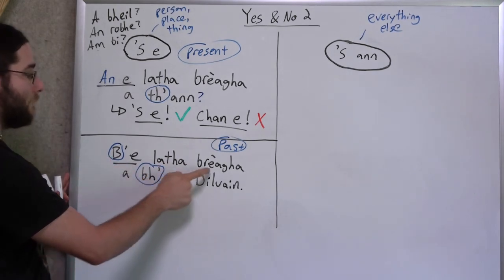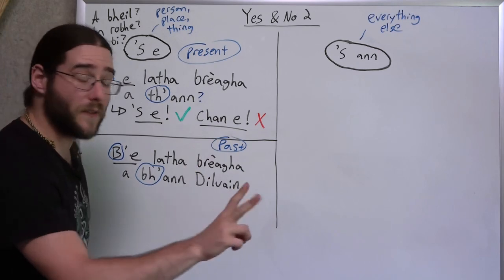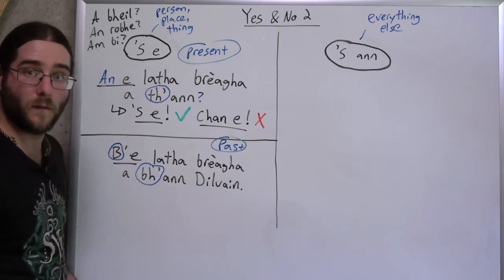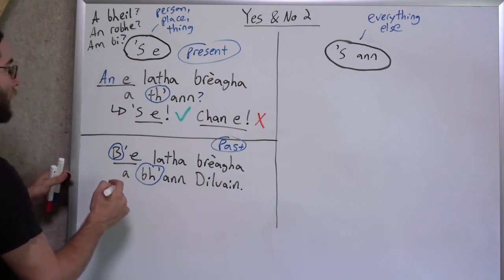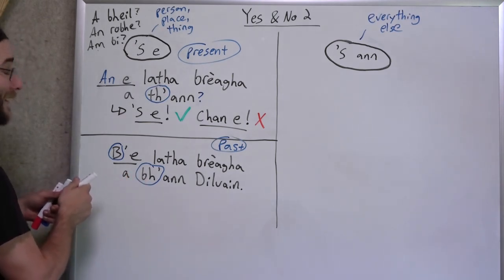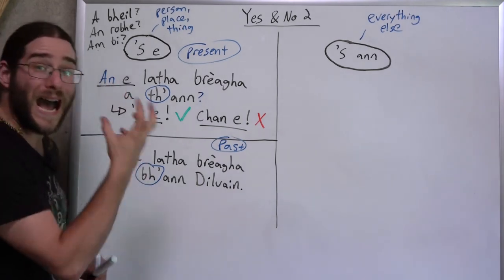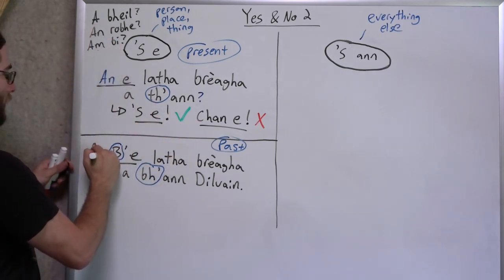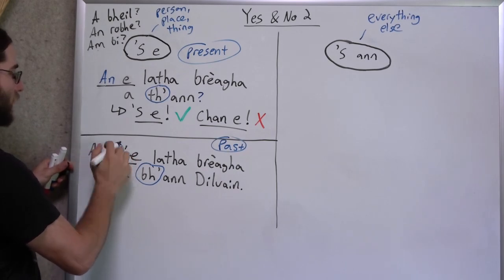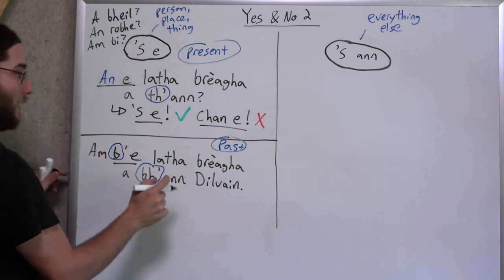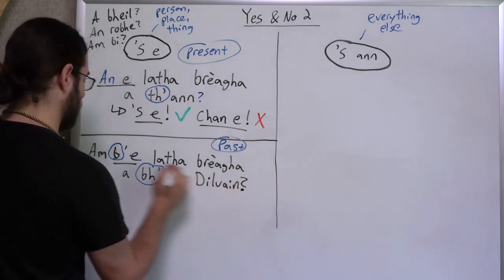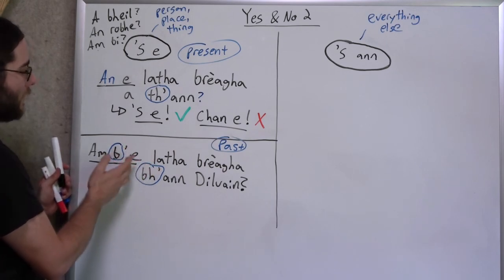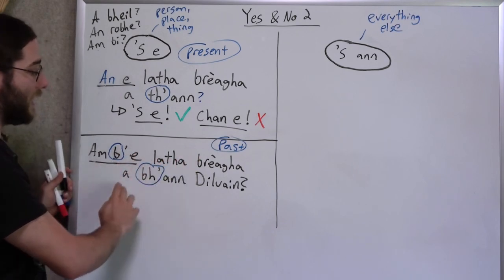All right, so be la bria avaun jiluan. We have two clues that this is in the past. Be is for the past here, and then vaun as well. So how do we make this into a question? What do we do? Well, as I mentioned before, an is our main question word here, and it changes a little bit based on what comes next. So we're going to actually make this am, and this becomes a small b. Am be la bria avaun jiluin. There we go. Just like that. So we're not changing the be, we're just adding am.